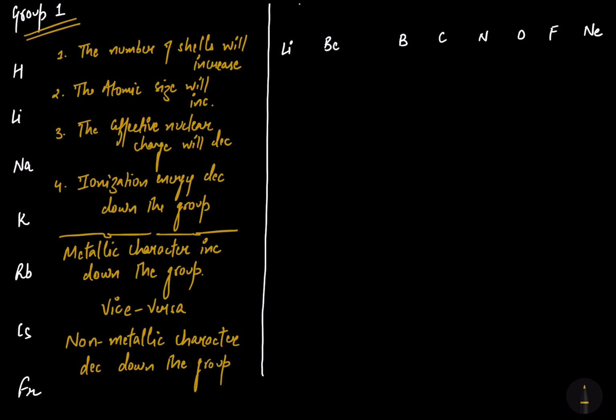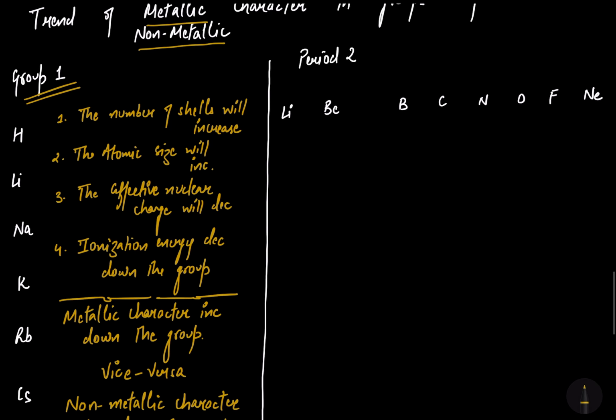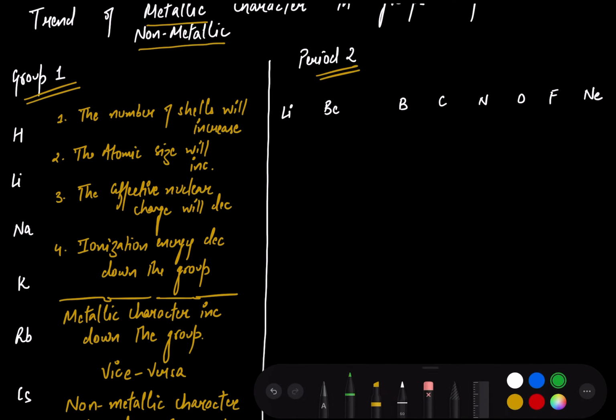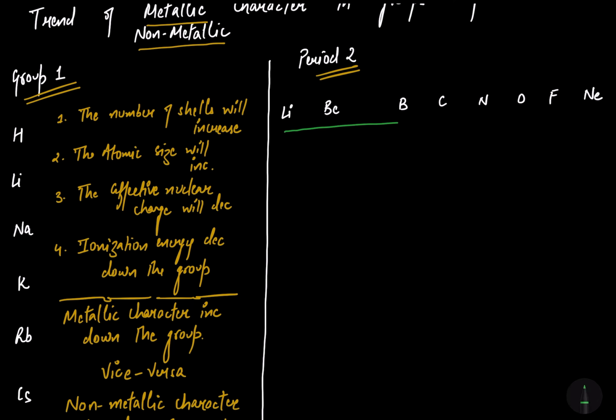So it's a general trend of the metallic and non-metallic character down the group. Now let's talk about the period. Here I have taken the example of period number 2: lithium, beryllium, boron, carbon, nitrogen, oxygen, fluorine, and finally neon. Now from left to right, what's going to happen when we move from left to right? The very first point, the shell number will remain same.